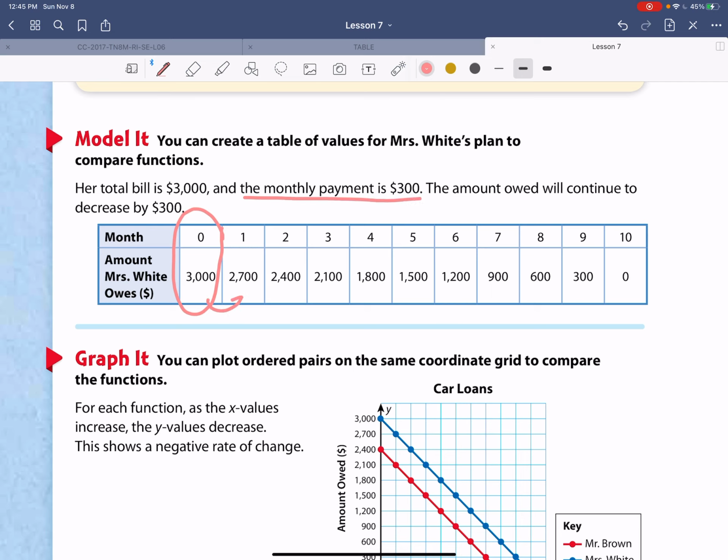So every month, the amount that Mrs. White owes goes down by $300. And that's going to happen every single month. We're assuming that she's making these payments every month, which she should be, until it's paid off. So it's going to take her 10 months to pay off her $3,000 car, which makes sense because 3,000 divided by 300 is going to give us 10. So it should only take her 10 months to pay off this car.